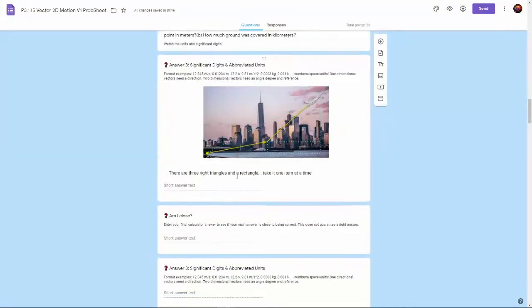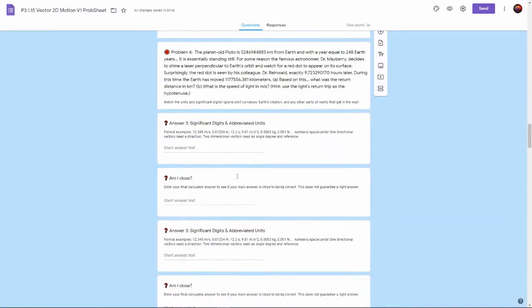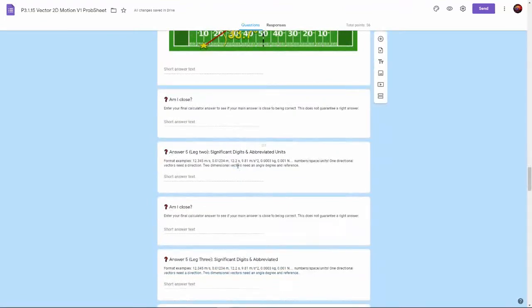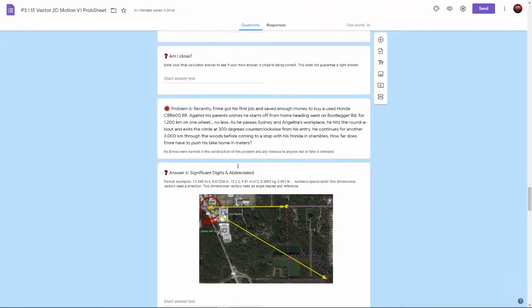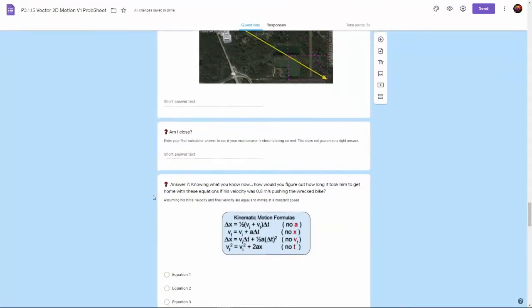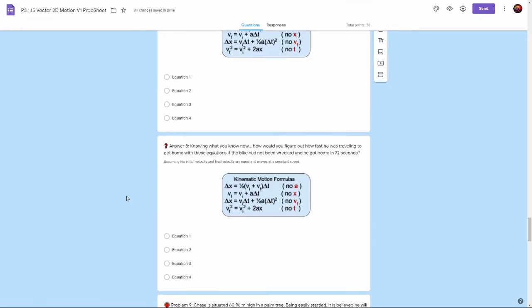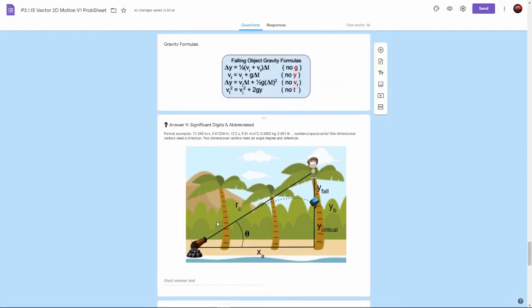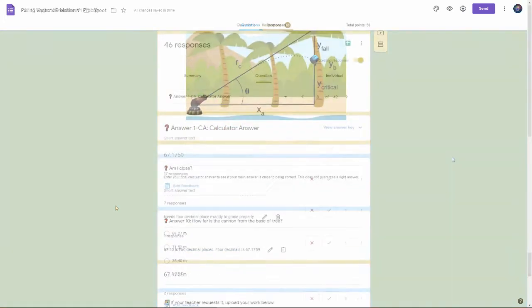There's 10 to 11 problems on each one of these ProbSheets. They're all built pretty much the same way. Lots of graphics to help on the more complicated ones, and they do progressively tend to get a little more complicated and then transition into the next lesson here. Although this is not a lesson on projectile motion, it does begin to tie in the concepts of two-dimensional motion with what's coming up next in projectile motion.